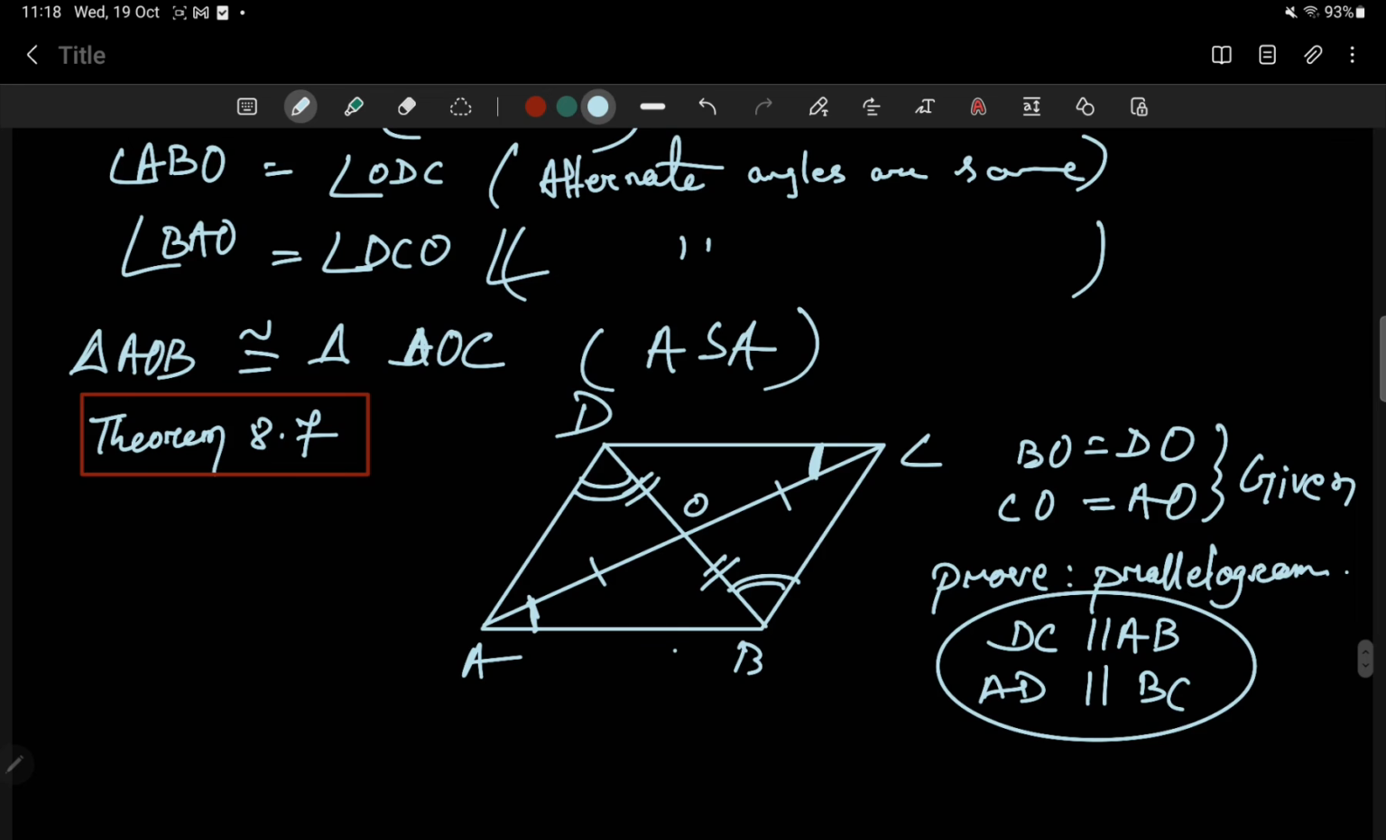Okay, so how to prove? I told you, alternate angles. If you find that alternate angles are the same, then you can say that it is a parallelogram. How will we get that alternate angles are the same? If you make the triangles congruent.